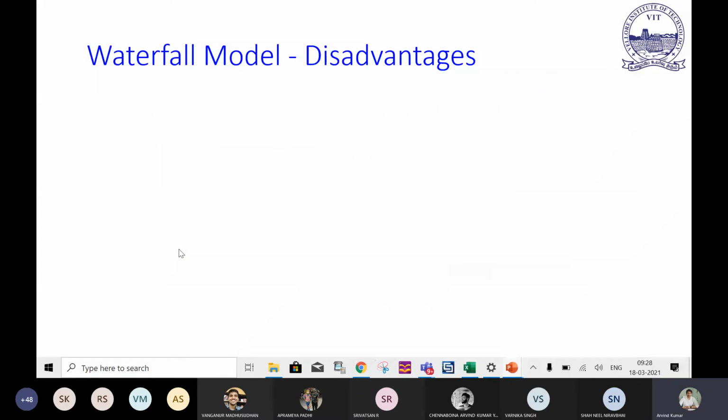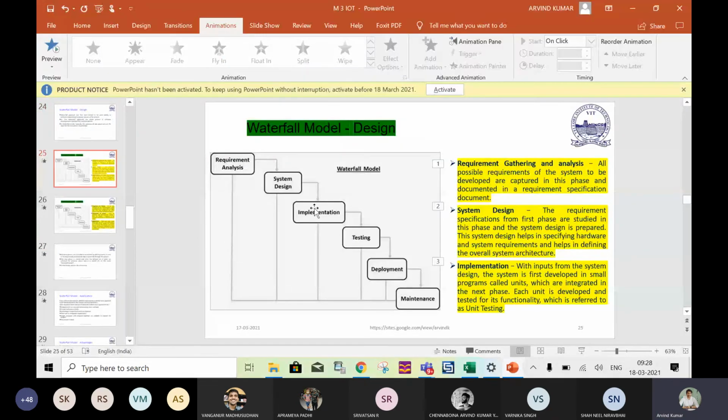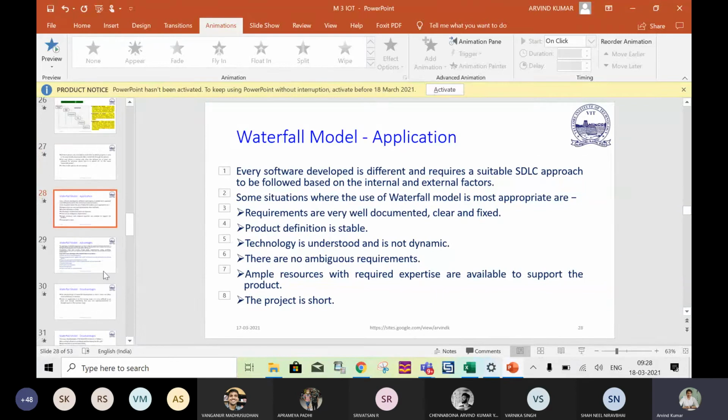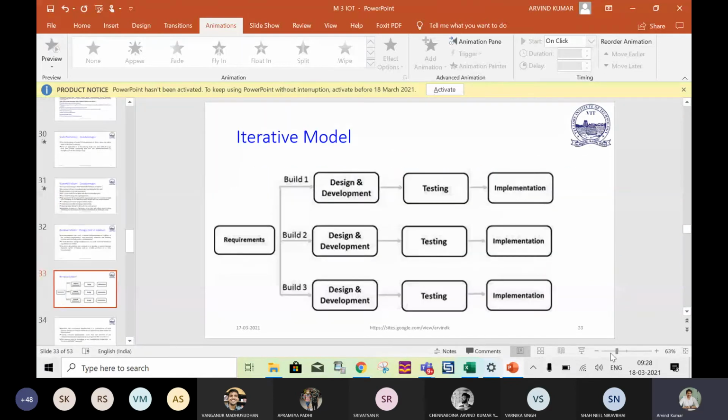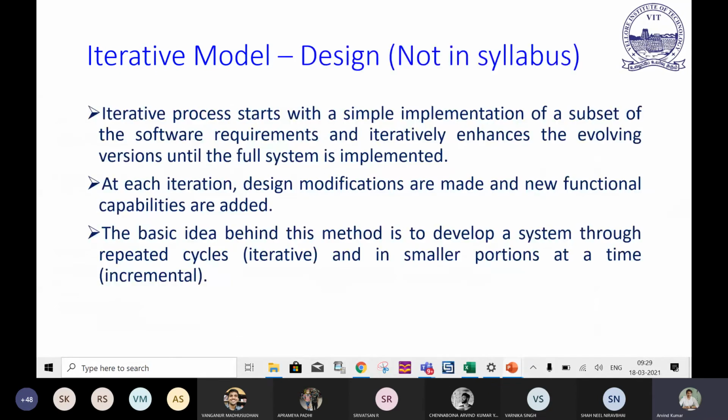Now try to understand with this block diagram how the processing is done. Separate teams are working like a finger-like structure, you can say, going on parallelly. So this is called the iterative model. It has a lot of practical application, and many industries are following it as per their requirement. The iterative process starts with a simple implementation of a subset of the software requirements and iteratively enhances the evolving version until the full system is implemented.